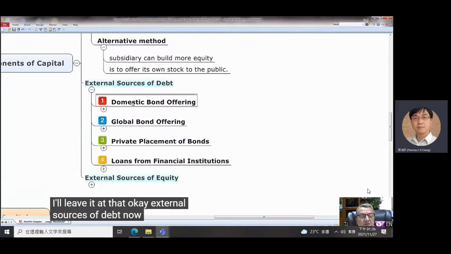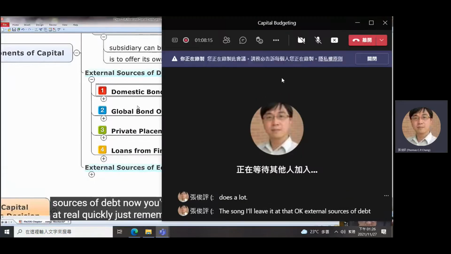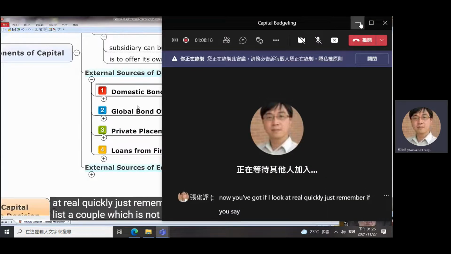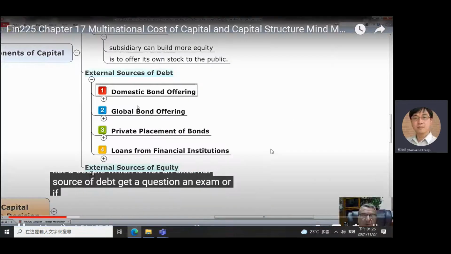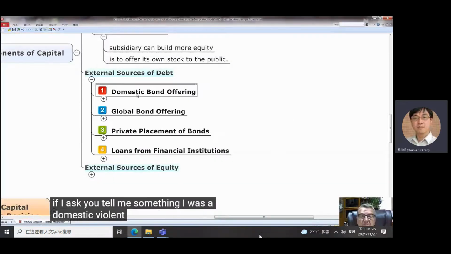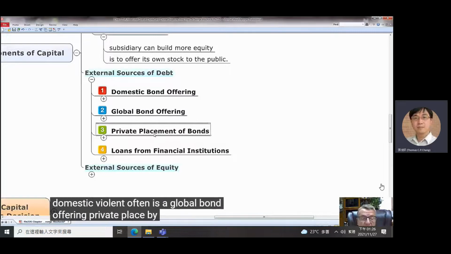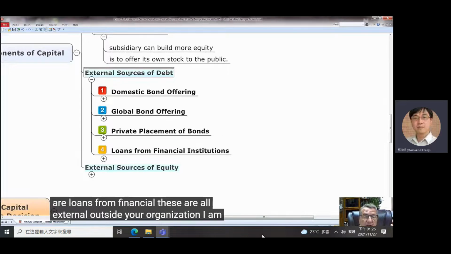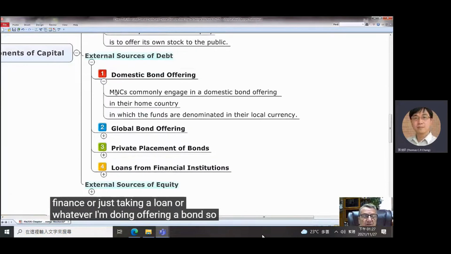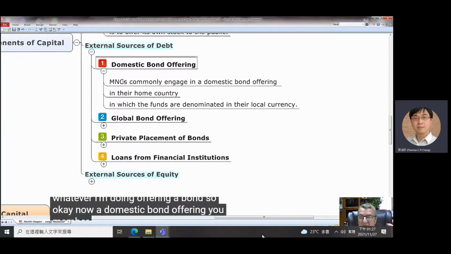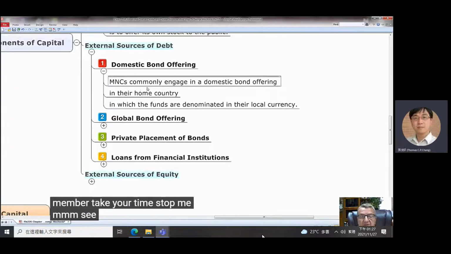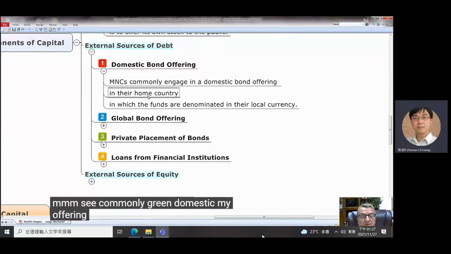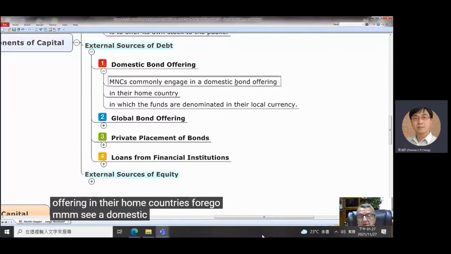Okay, external sources of debt. If you get a question on an exam, or if I ask you to list a couple, or tell me what is not an external source of debt: a domestic bond offering, a global bond offering, a private placement bond offering, or loans from financial institutions. These are all external, outside the organization. I am taking on debt, so I'm not looking at equity financing, just taking a loan or offering a bond. Now, a domestic bond offering, remember, take your time, stop me: the MNC commonly engages in a domestic bond offering in their home country. So I'll write MNC, domestic bond offering.